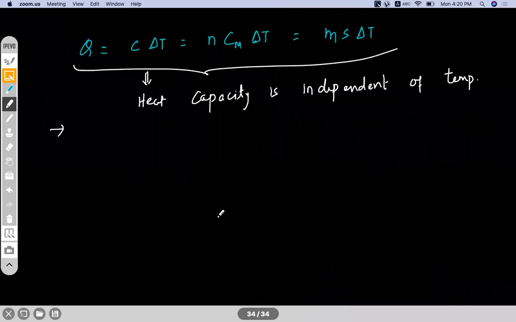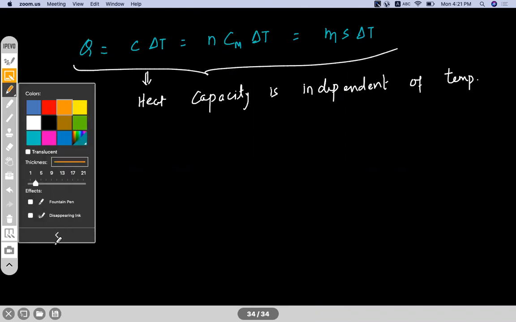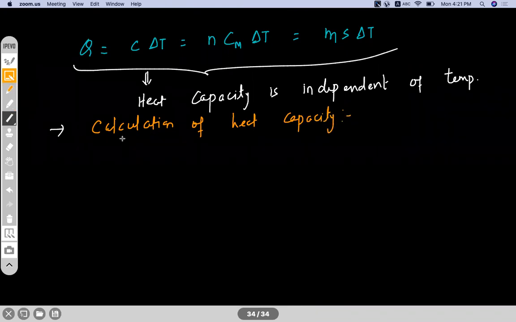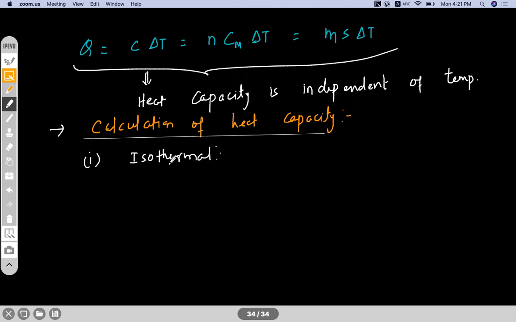Okay. Now, we'll do the calculation of heat capacity based on the process. So heading you write down, all of you. Calculation of heat capacity. So if the process is isothermal, then what happens? In an isothermal process, what is the value of delta T? Delta T for an isothermal process is zero. No change in temperature. And when delta T is zero, what is the value of C or CM or S? It is infinity.